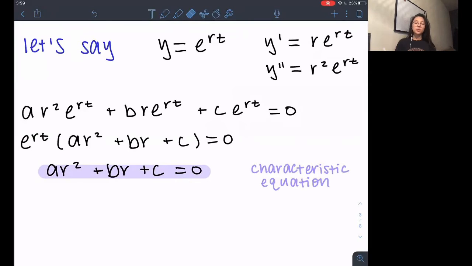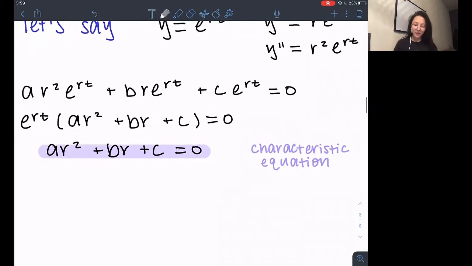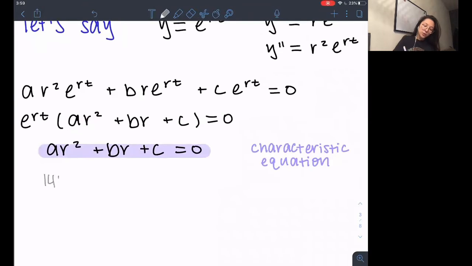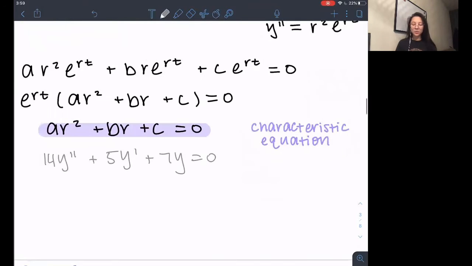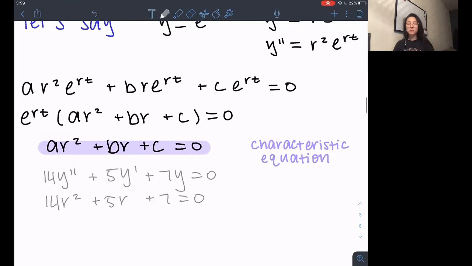When you start solving these equations, you don't have to plug in the e to the rt. You can just go ahead and write it from here. So let's say your equation was 14y double prime plus 5y prime plus 7y equals 0. You can put it directly into its characteristic equation as 14r squared plus 5r plus 7 equals 0. And it's like that for all of them. So it's really easy. There might be some times you have to plug it in, but most of the time you don't have to.